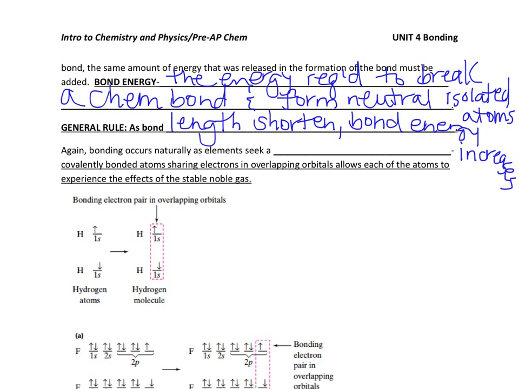And again, bonding occurs naturally as elements seek a noble gas configuration. Remember, this is when they have the lowest potential energy. They're the most stable. Everyone wants to be a noble gas. Okay. The noble gas configuration is achieved when covalently bonded atoms share electrons in overlapping orbitals. That's how they're sharing. They're sharing by overlapping their orbitals in the valence or outer electron shells. That allows each of the atoms to experience the effects of the stable noble gas.